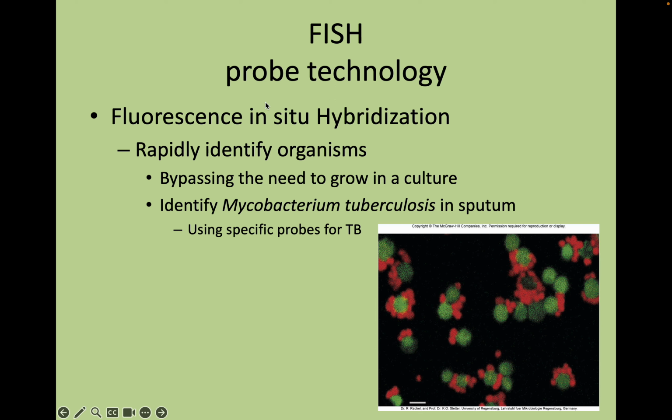FISH, or fluorescence in situ hybridization, is another type of probe technology. It helps us to rapidly identify organisms, bypassing the need to grow them in culture, for example to identify Mycobacterium tuberculosis in sputum, using specific probes for TB. So we can look at a sample of sputum collected from a patient and use this FISH probe technology to look for Mycobacterium tuberculosis on the microscope.